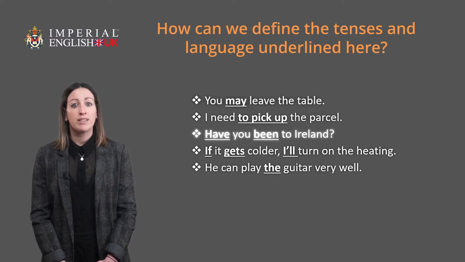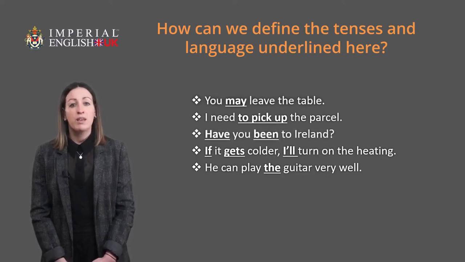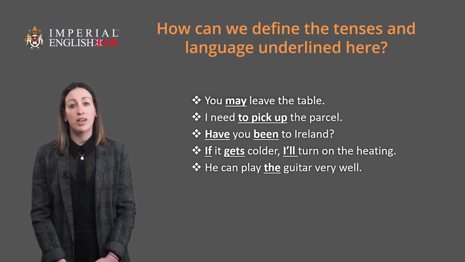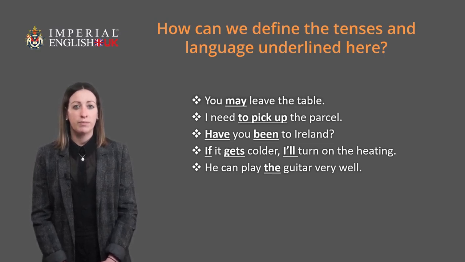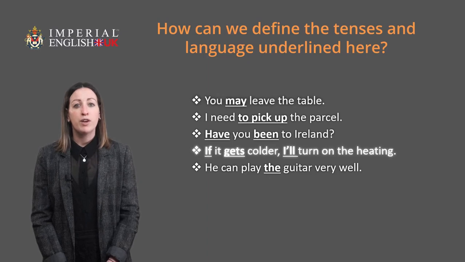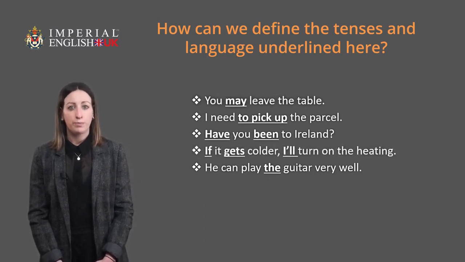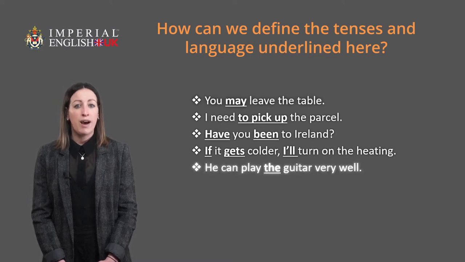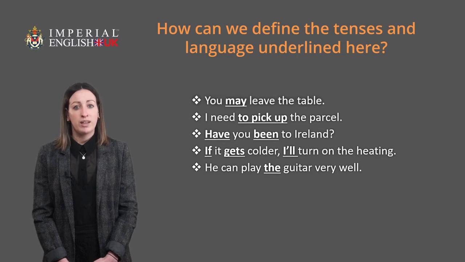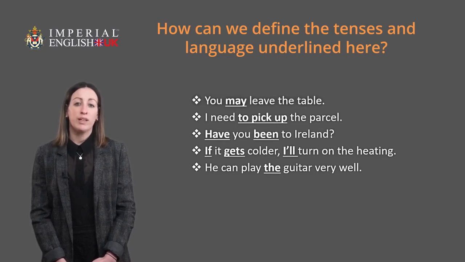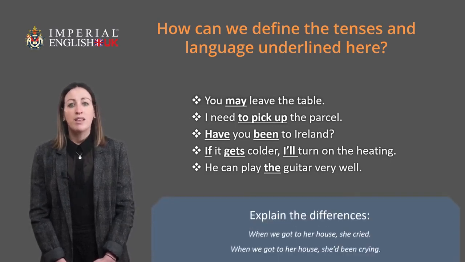Number 3 is a question in the present perfect simple tense. This type of question is used to look at life experiences. Number 4 is a first conditional sentence, looking at something that's possible. And number 5 is the definite article, which is always used in English when talking about playing musical instruments. This is a typical error in the language classroom due to interlingual interference.